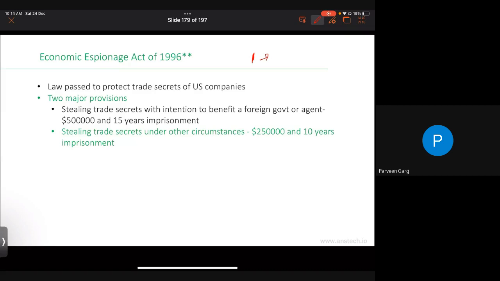It does get asked, okay, which is the law implemented in US which stops passing of information between two foreign nations. So it's Economic Espionage Act. Okay, so it prevents trade secret stealing between a US company or a government agency and a foreign government or agent. It prohibits that. Okay, so two major provisions, and stealing trade secrets under other circumstances. So if you are stealing the trade secret of Coca-Cola from US and passing it to India or Iran or any other country, then you face a fine of 15 years imprisonment.